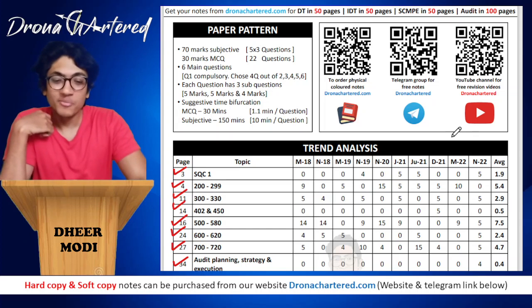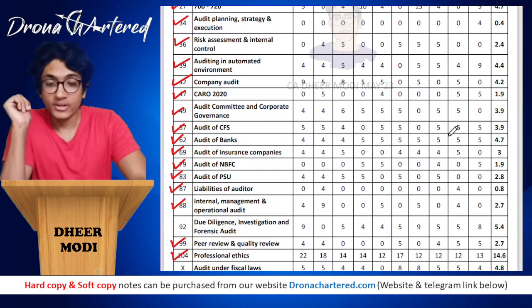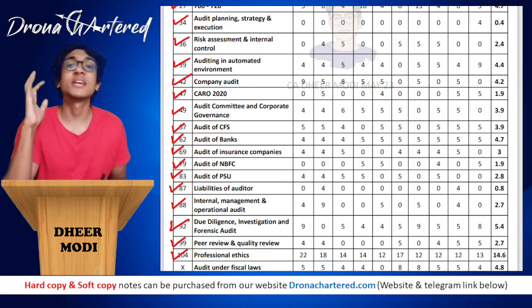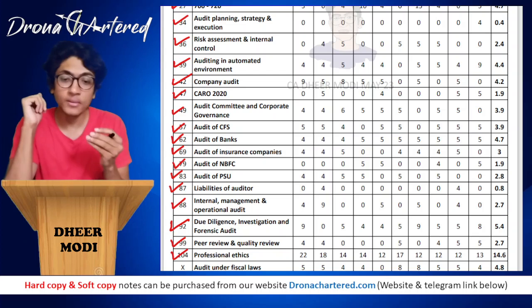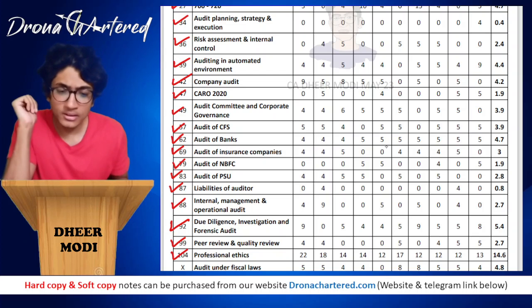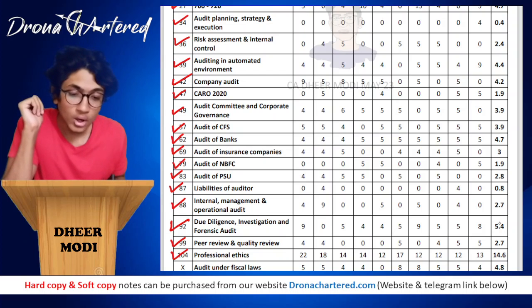Hello. So welcome to our next chapter, the last chapter of our audit that we are doing now. That is your due diligence investigation and forensic audit. Now this is a comparatively big chapter as this is covered in about 7 pages in our audited 100 pages notes. Now this comes for approximately 5 to 6 marks in every attempt.